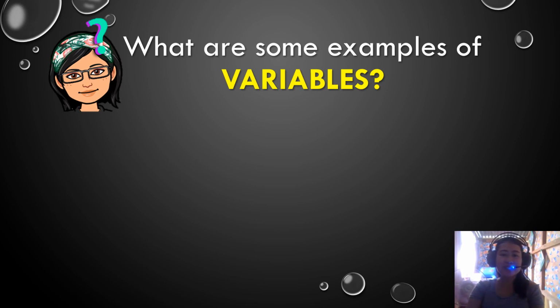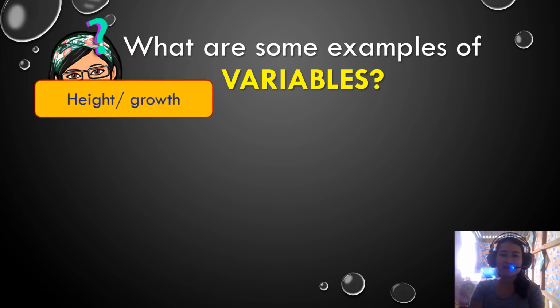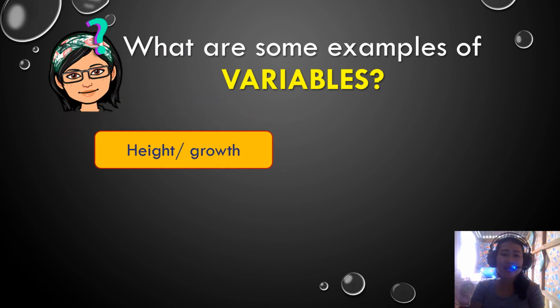First on the list is height or growth. For example, a plant's height or growth may be tall or short, depending on how we take care of it, or the growth of your savings may increase or decrease, depending on how you spend your money.